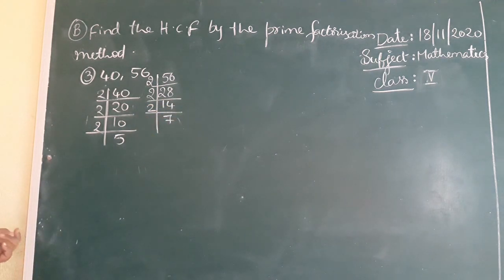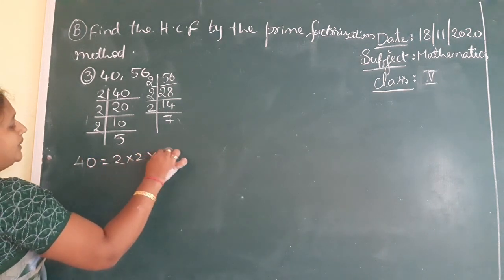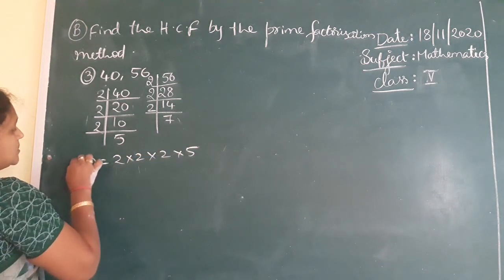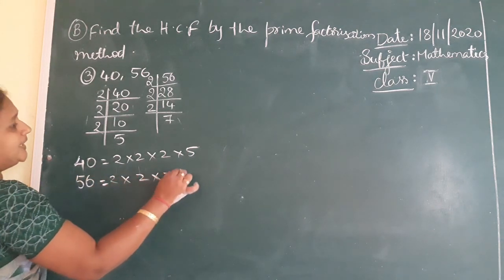So now write the prime factorization of 40: 2 into 2 into 2 into 5. So next, 56 prime factorization: 2 into 2 into 2 into 7.